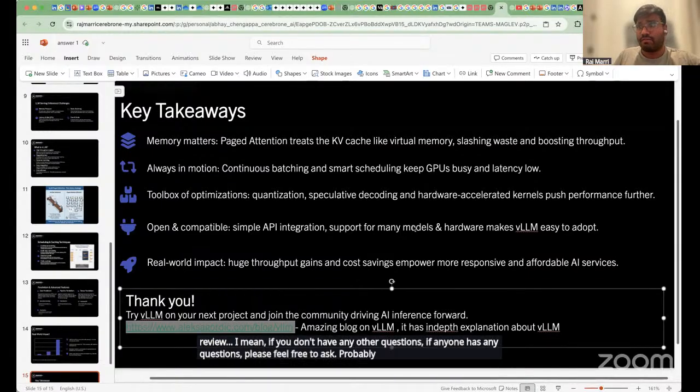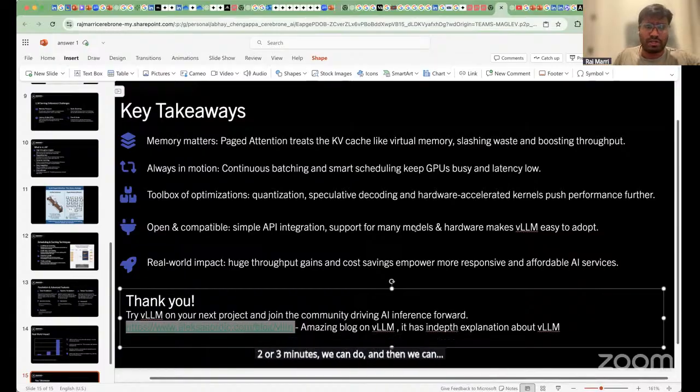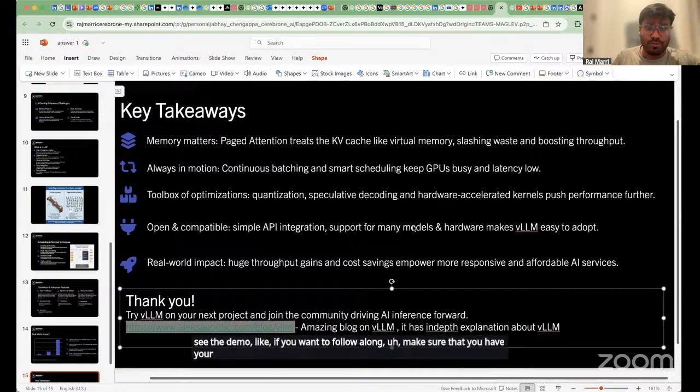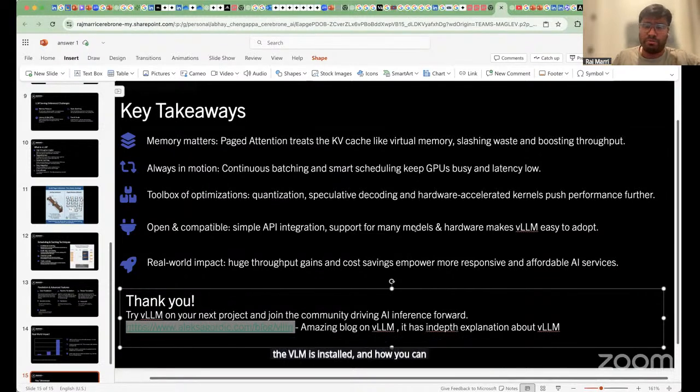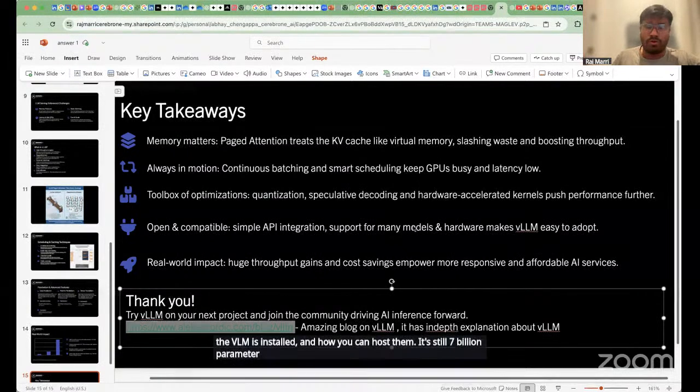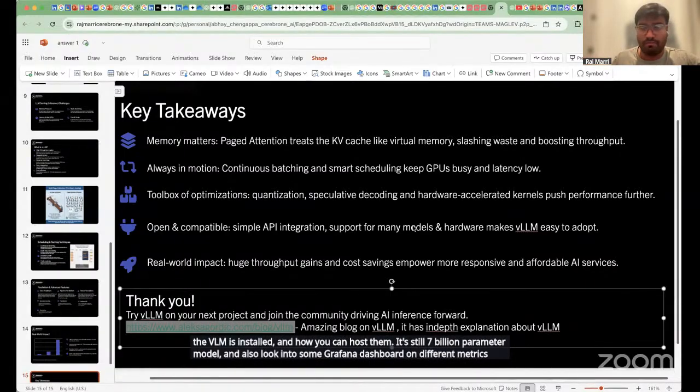I'll probably address that for the next 2 or 3 minutes, and then we can see the demo. If you want to follow along, make sure that you have your DigitalOcean GPU available, and we'll show how vLLM is installed and how you can host a Mistral 7 billion parameter model, and also look into some Grafana dashboard on different metrics that we actually care about.